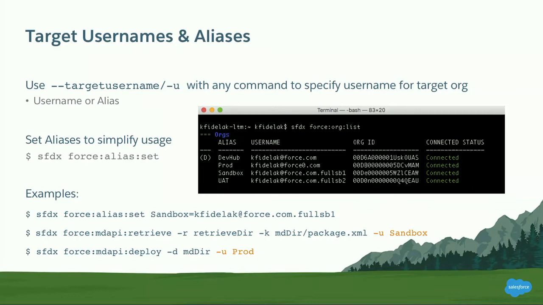So once you've got these orgs connected, then you are free to use them for any command that you want. And simply by using this target username or -u parameter with any command that you run, you can specify the username for the target org, and it will run against that org. Even more simply, you can set an alias for an org, and it will run against that org by specifying the alias. And so you can see these examples down here where we are able to set an alias for a given org, and then specify via the -u which org we want to be either deploying metadata to or retrieving metadata from. Okay? Really simple to just flip between these.